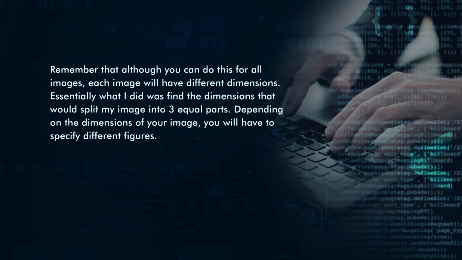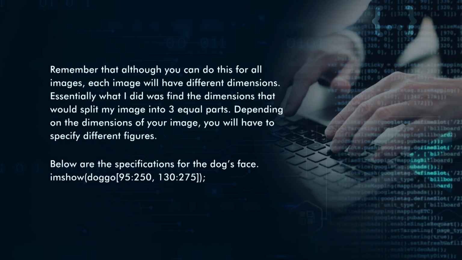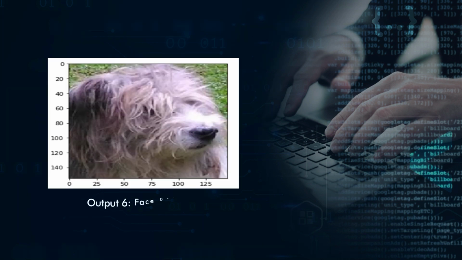Remember that although you can do this for all images, each image will have different dimensions. Essentially, what I needed was to find the dimensions that would split my image into 3 equal parts. Depending on the dimensions of your image, you will have to specify different figures. Below are the specifications for the dog's face. imshow doggo, that is 95 to 250, 130 to 275. So, this is the face of doggo for which I gave the dimension values. From the whole image the face of doggo is extracted.